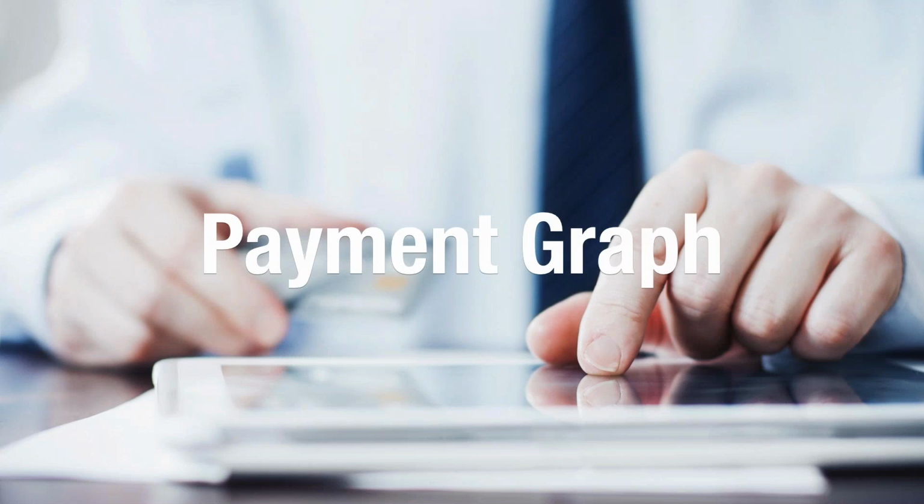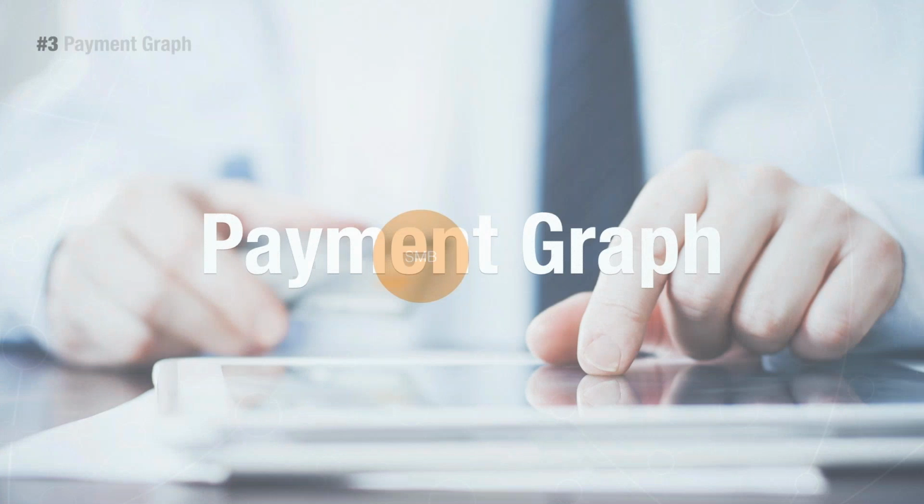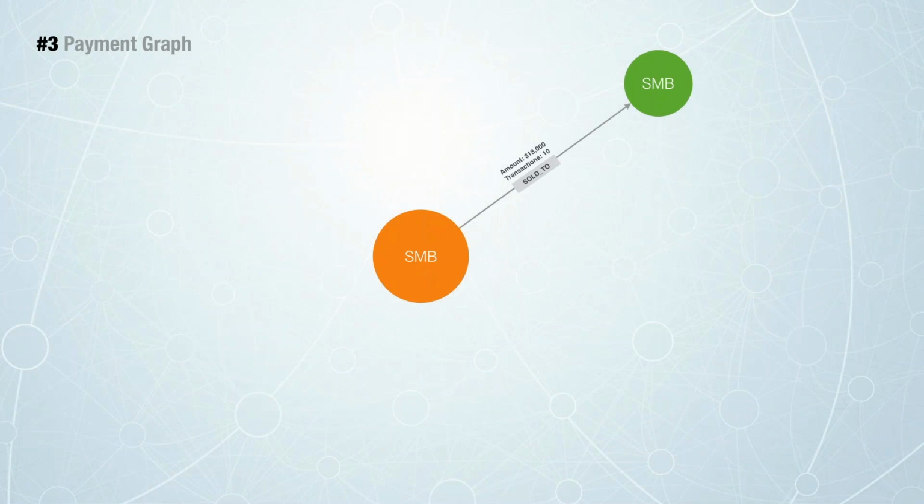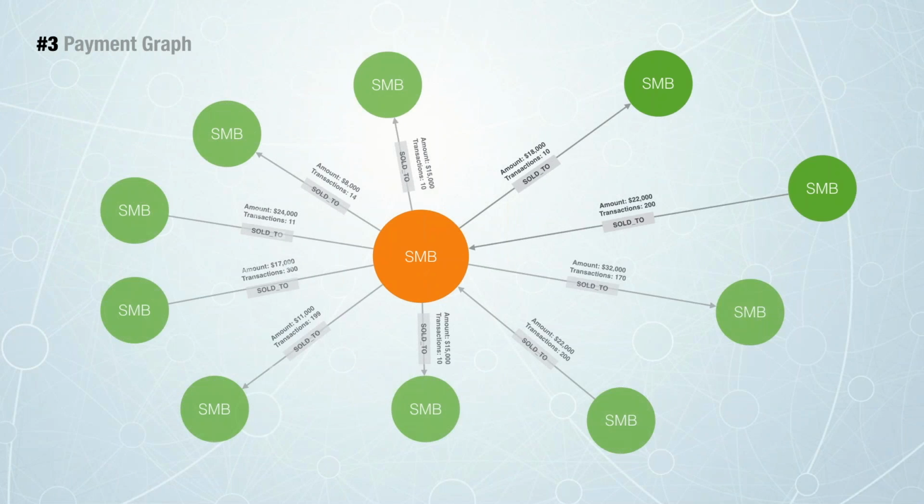Next let's look at the payments graph, a transactions graph, wherein a given business is doing business with many other small businesses, and we can look at what a customer value is, the relationship between the SMB here on the upper left, where they've done 11 transactions for 24K. Is that relationship more or less important than the one over here on the right, where they've done 200 transactions for 22K?